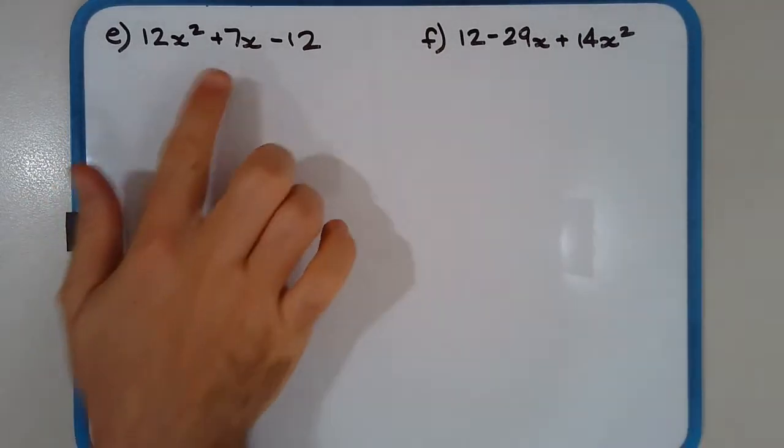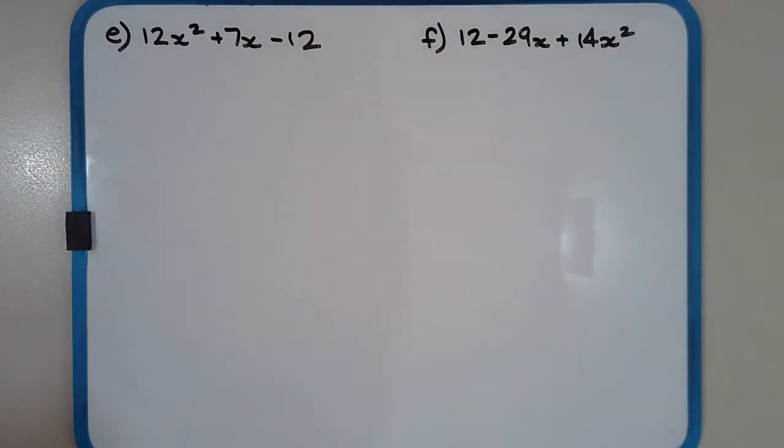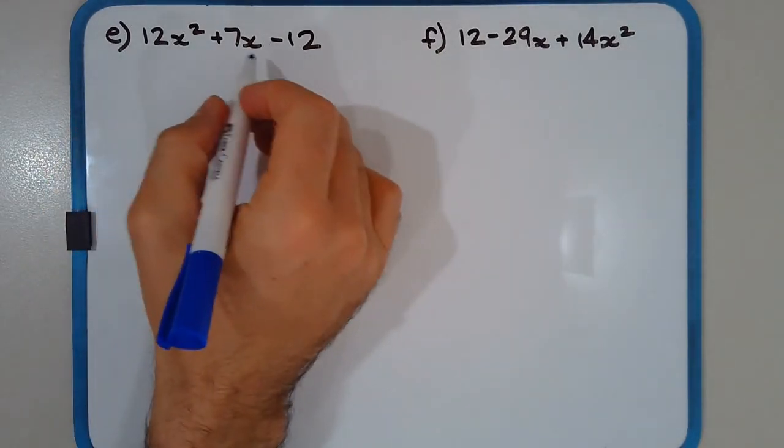All right, this one, I'm going to use the grouping in pairs method. As I've said earlier on, I do want to show you just a different method here. And you can choose which method works best for you. There's no better method than another. It just depends what works, and everyone's different, and you just choose whatever comes naturally to you. Right, 12x squared plus 7x minus 12.